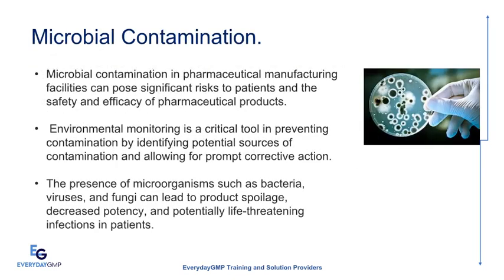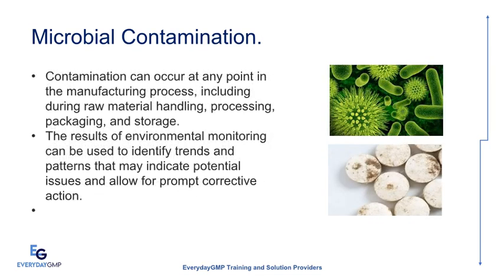Another factor is microbial contamination. Microbial contamination in pharmaceutical manufacturing facilities can pose significant risks to patients and the safety and efficacy of pharmaceutical products. Environmental monitoring is a critical tool in preventing contamination by identifying potential sources of contamination and allowing for prompt corrective action. The presence of microorganisms such as bacteria, viruses, and fungi can lead to product spoilage, decreased potency, and potentially life-threatening infections in patients.